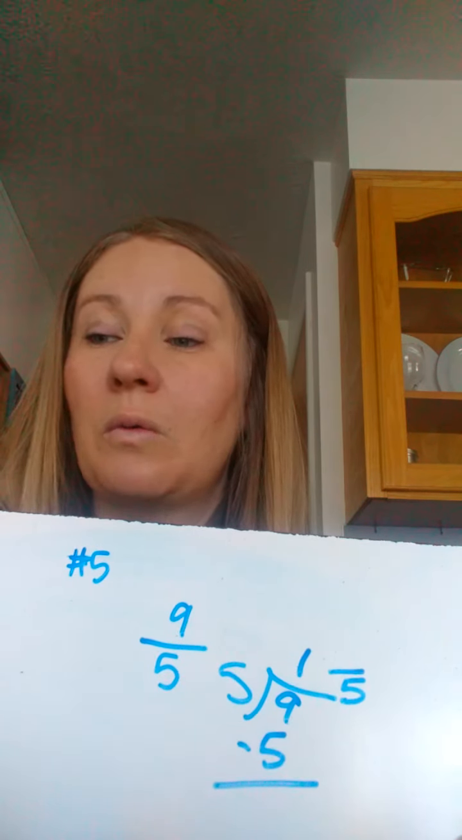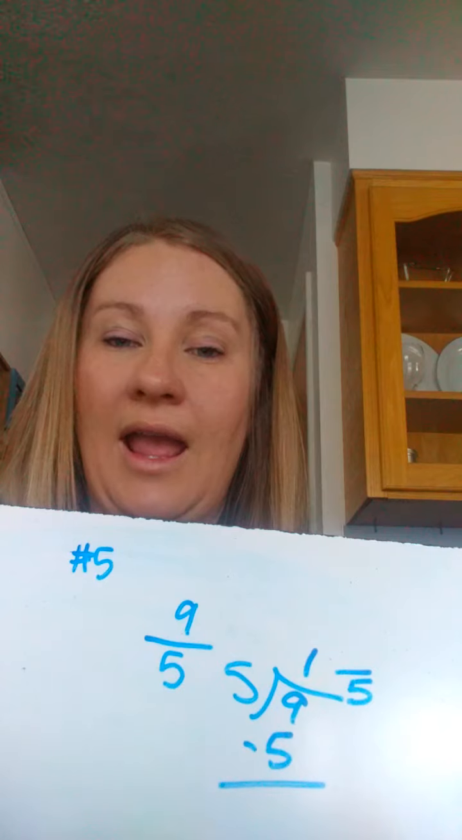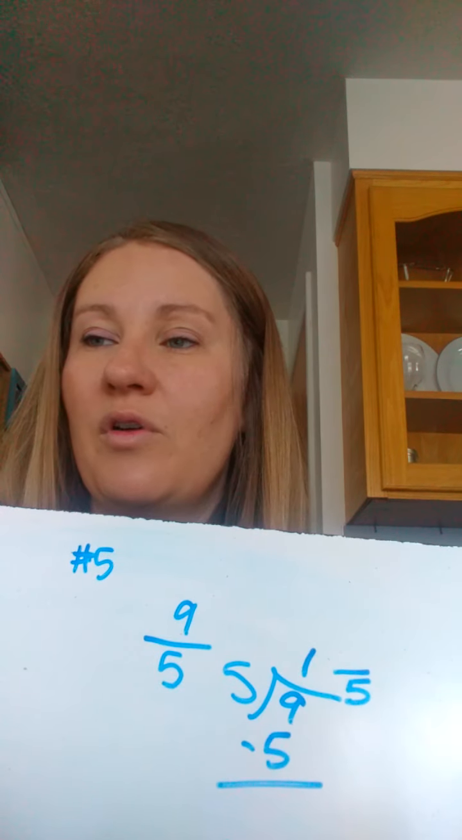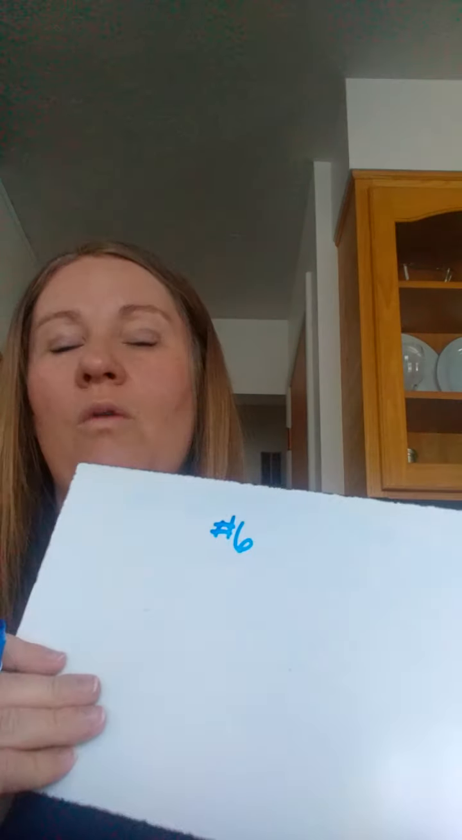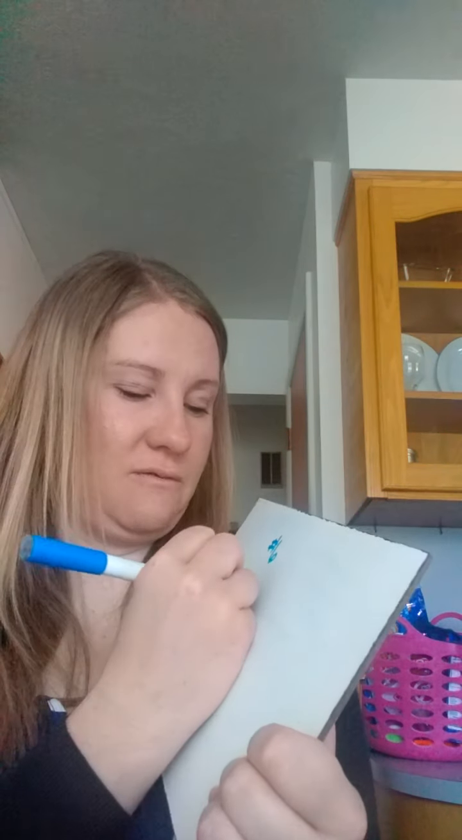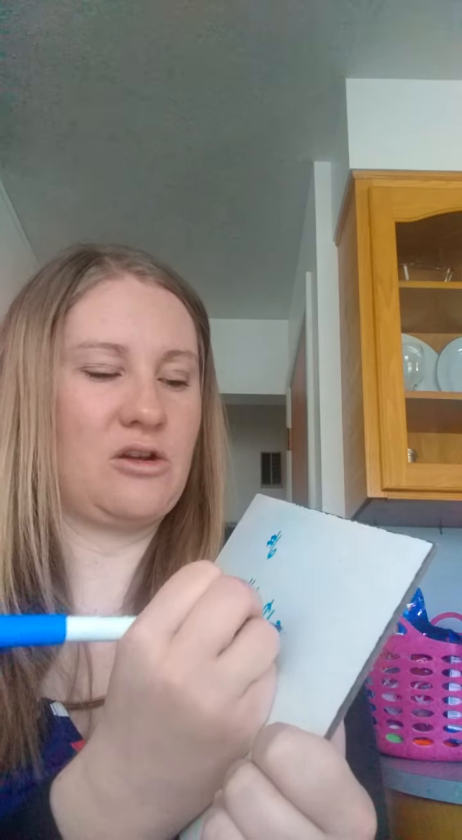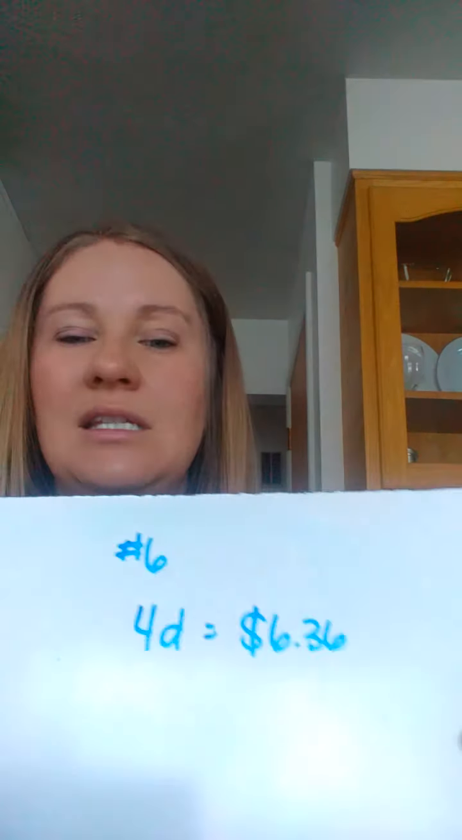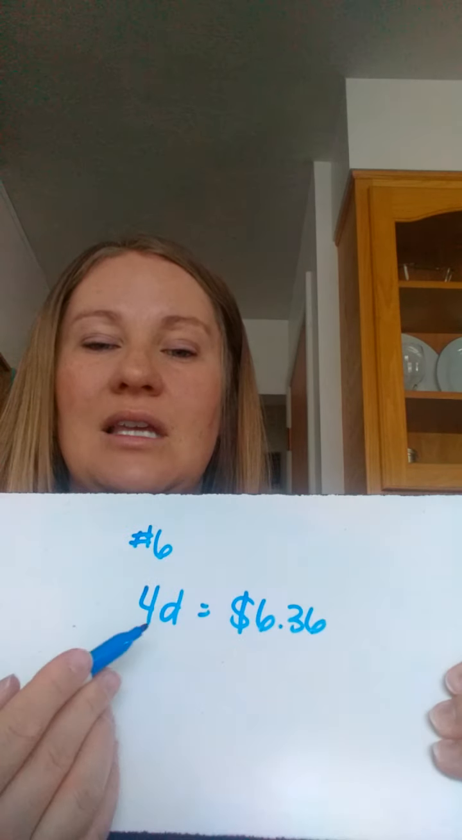I realize I'm going really fast, so you can just pause this video as you're going to add in your answers. Number 6, it wants us to find a missing addend, or not an addend, a product. So number 6, an addend is when we're adding. What we're going to be doing is multiplying. So it says 4D equals $6.36. So to find D, we need to divide $6.36 by 4.